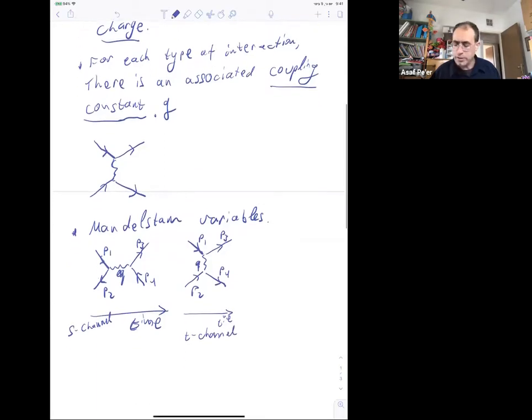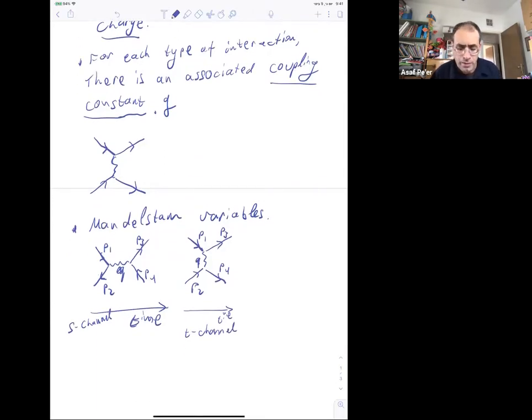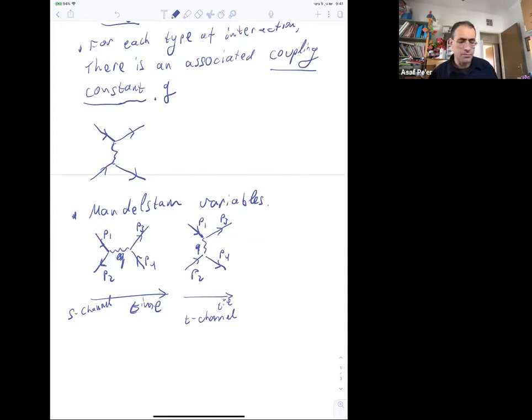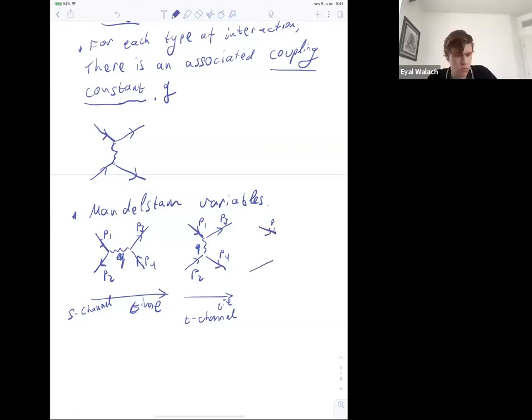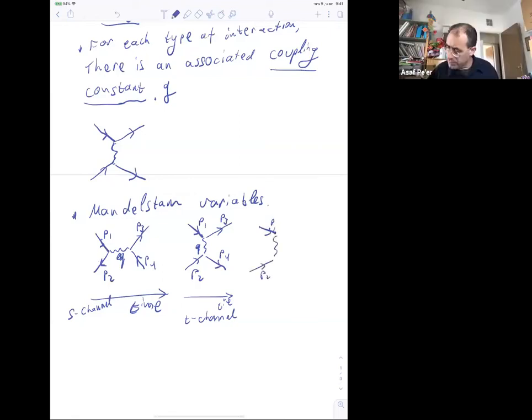And there is a U channel, which is the same as the T channel, but with the exchange of the outgoing particles' momenta. So it's relevant only in cases where the outgoing particles are identical. So it's less available generally than the other two. Right, so we have P1, P2, and then this will get into P4 and P3. It's a U channel.